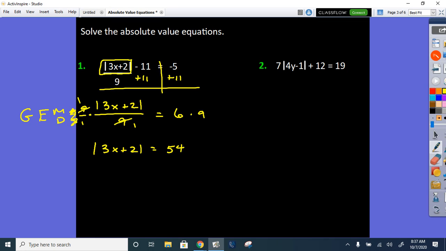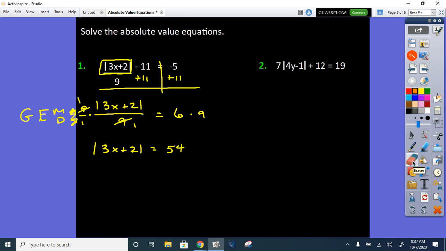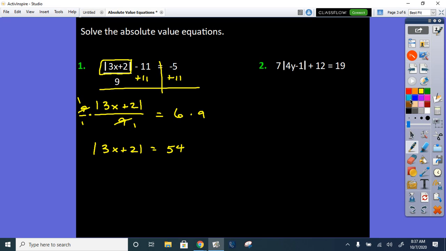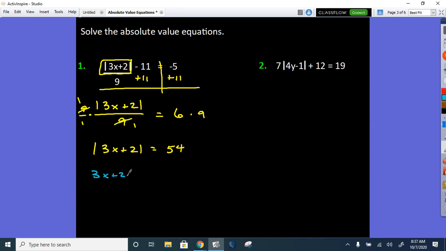Now you may start getting into your positive and negative equations as we've done prior. Our order of operations are done, so now we can start working on the positive equation. You wouldn't change anything here. You would just make it 3x plus 2 is equal to 54. The negative equation: 3x plus 2 is equal to negative 54. Because remember, we want to make a positive or negative 54 within that absolute value. Okay? So I'm going to start solving.